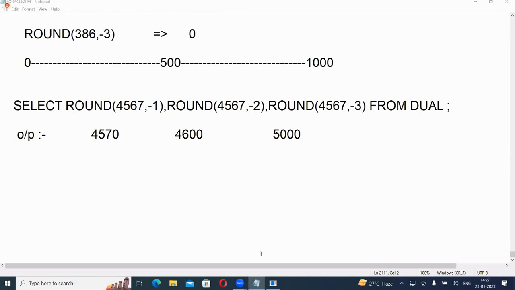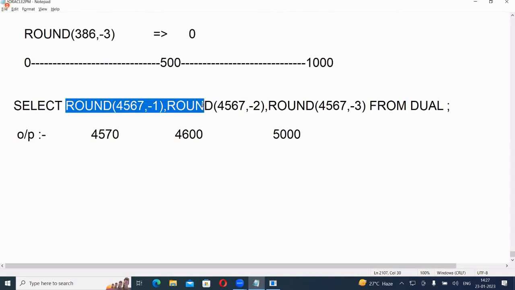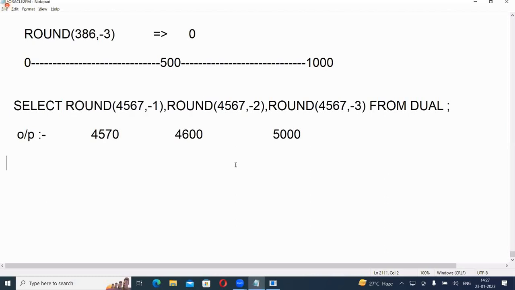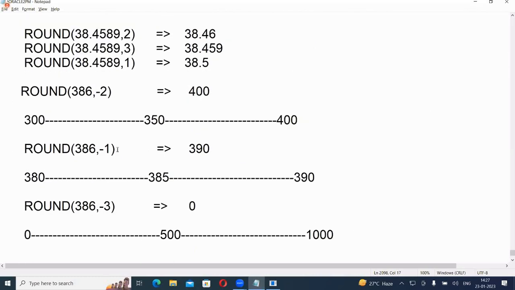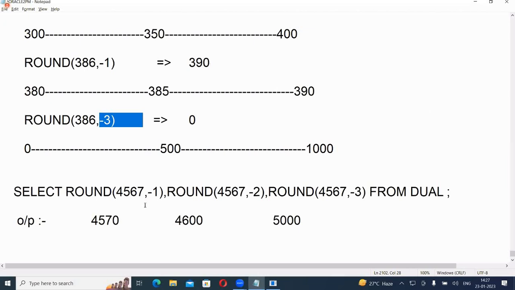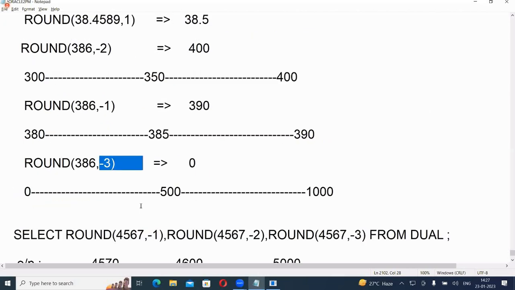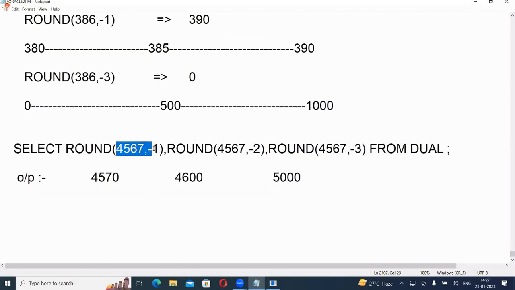Mr. Sitanshu, listen. You are not listening to the class. You are just seeing the notes. Then you listen to what I said: minus 1 is rounded to tens, minus 2 means hundreds, minus 3 means thousands. So this is minus 1.